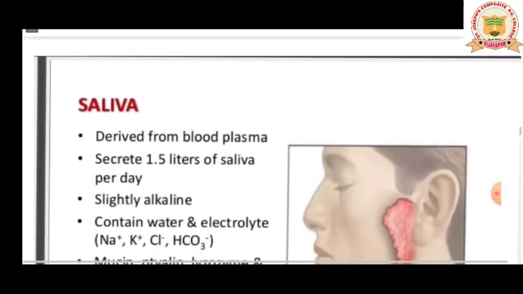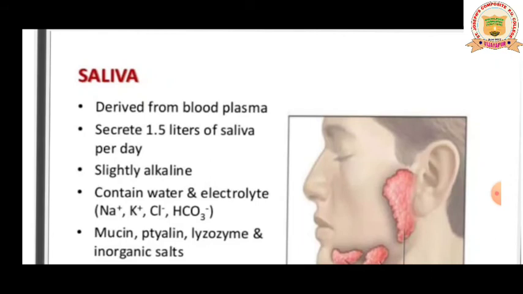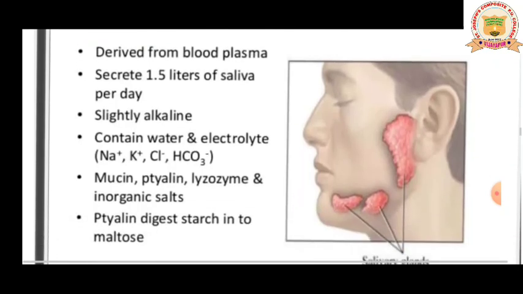Fine. So now let me tell you the composition of saliva. What does our saliva contain? Saliva is derived from the blood plasma. The plasma present in our blood gives out the saliva. Roughly 1.5 liters of saliva is secreted per day. It is slightly alkaline in nature. It contains water, electrolytes like sodium, potassium, chlorine and bicarbonates, mucin, ptyalin, lysozyme and inorganic salts. So this is the composition of our saliva.